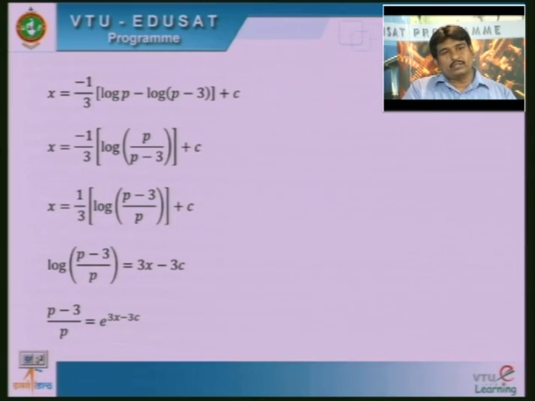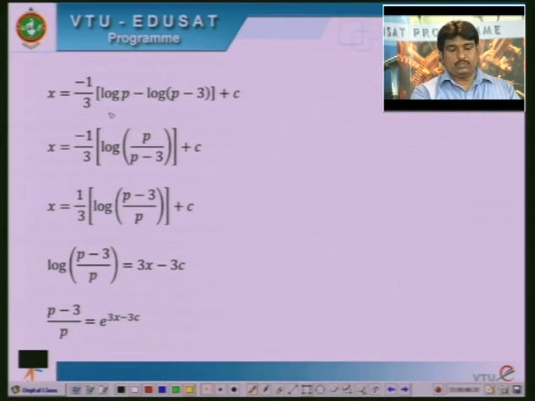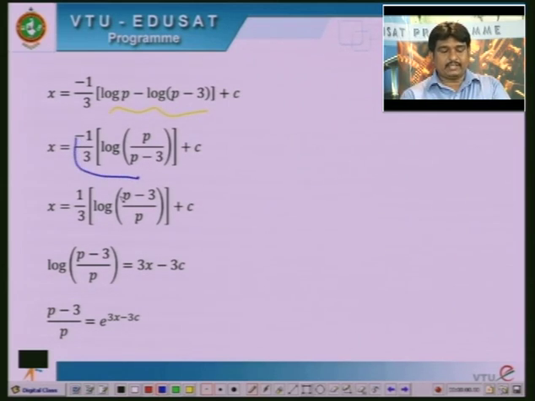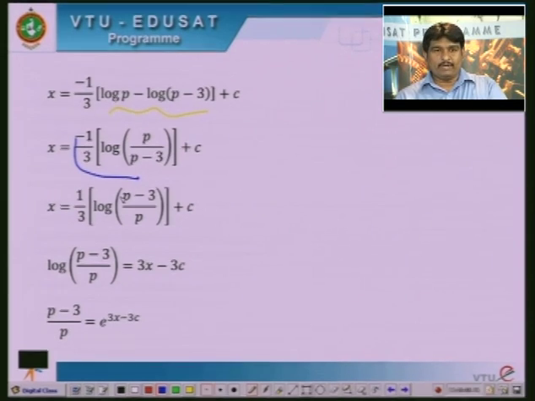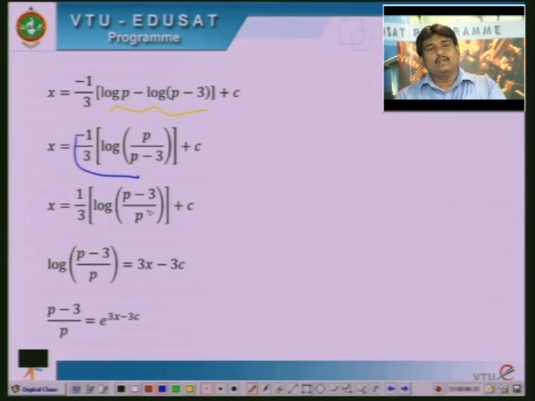Use properties of logarithms. Log a minus log b is log of a by b. So log p minus log of p minus 3 can be written as log of p divided by p minus 3 plus c. If I take this negative sign inside, minus log x is log of 1 by x, so we get the reciprocal: log of p minus 3 divided by p. So x equals 1 by 3 times log of p minus 3 divided by p plus c. Multiply by 3 throughout to get log of p minus 3 divided by p as 3x minus 3c.